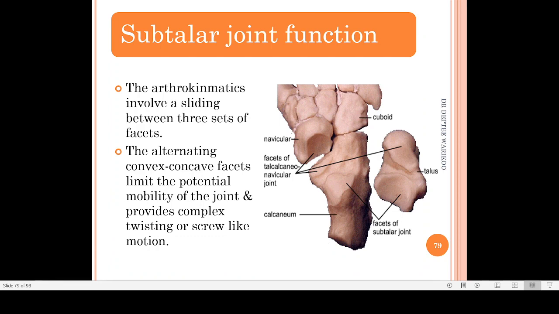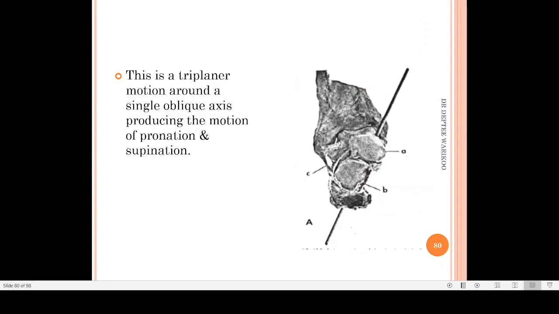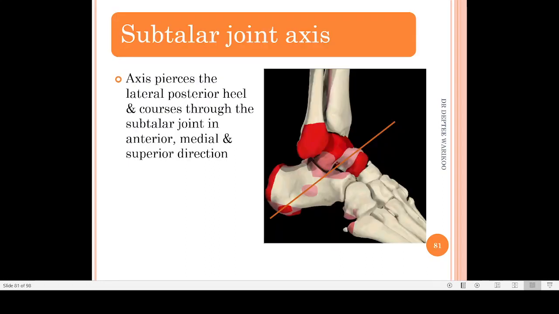Now, what is the joint function of the subtalar joint? The arthrokinematics involves a sliding between three sets of facets. The alternating concave and convex facets limit the potential mobility of the joint and provide complex twisting or screw-like motions. This is triplanar motion around a single oblique axis, producing the motions of pronation and supination.